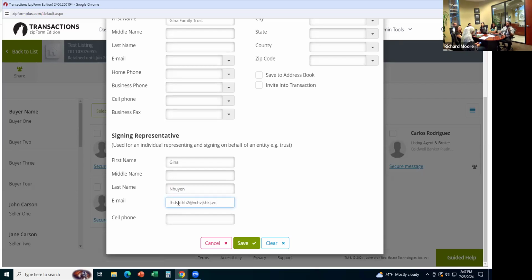And we need that email address in there, because when we send the forms out for signatures, the contract itself is gonna say the Gina Family Trust as the buyer. But when we send it to her email to sign, she's signing as Gina Wynn. The same thing for the seller, right? Same thing for the seller, yeah.